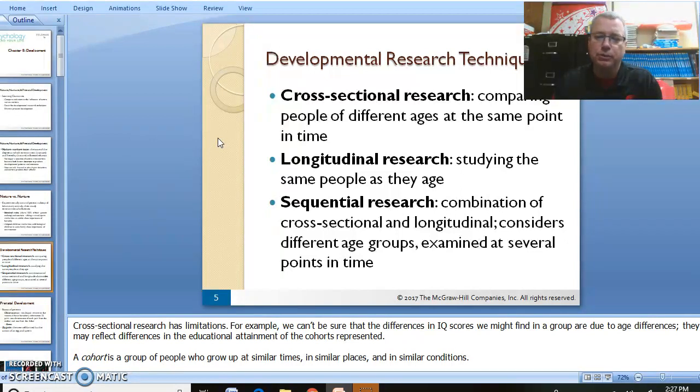Longitudinal research is where we study the same people as they age. So they may start out as 5th graders when the study starts, and it may go on for the rest of their life. So if they live to be 75 years old, well, that's a 65-year-old study. And then sequential is a combination of both. It's important to see these differences in people using a variety of different methods of research, and not one method is more important than another.